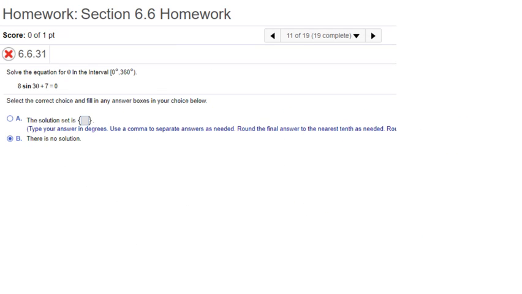Moving on to the next one here. This is 6.6 homework, and this is the long one. All right, first things first, what we notice is we're in degree measure this time.